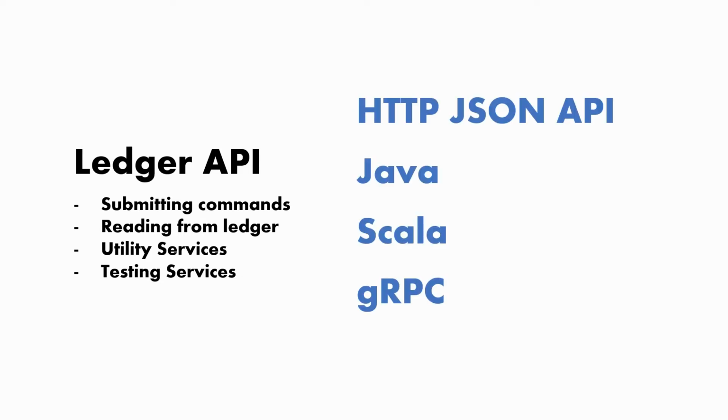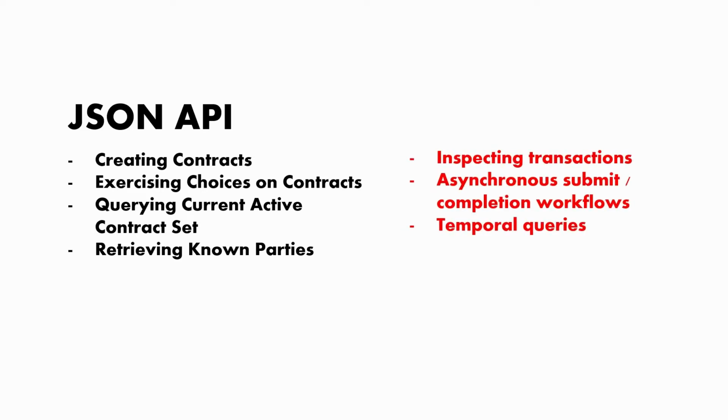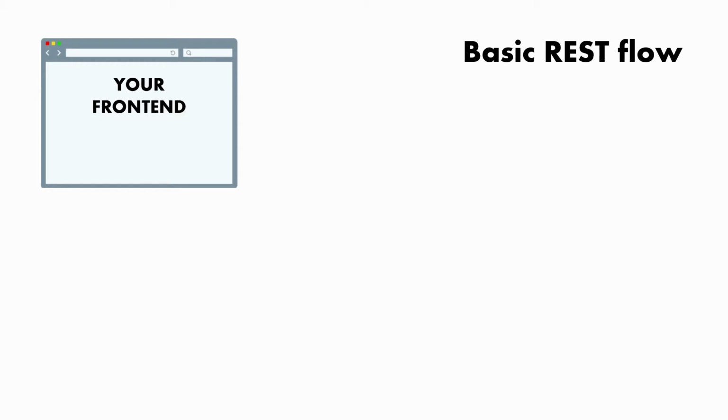But behind the scenes, there are really four flavors of the Ledger API. There's a Java one, there's a Scala one, there is a gRPC one as well, but we'll focus on the JSON API for this video and postpone the rest of the discussion on the other ones to future videos. So let's dive into just the JSON API for now. The JSON API works just like most JSON-based APIs. You use it to create contracts, to exercise choices on contracts, query the current active contract set and retrieve known parties. Now, what it cannot do is inspect transactions, make asynchronous submit and completion workflows, and temporal queries, like when you want the transactions from this time to that time. So keep that limitation in mind. And if you run into a limitation, you've got to use the gRPC version of the Ledger API.